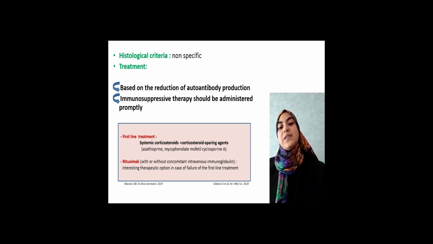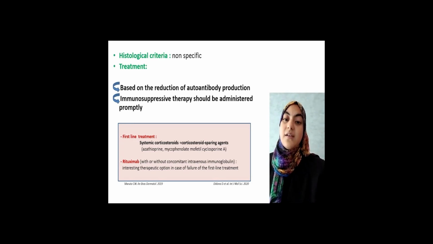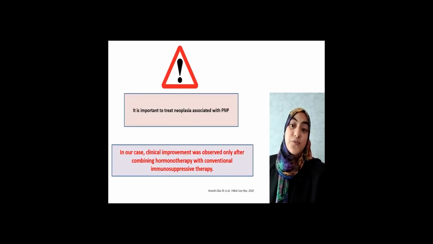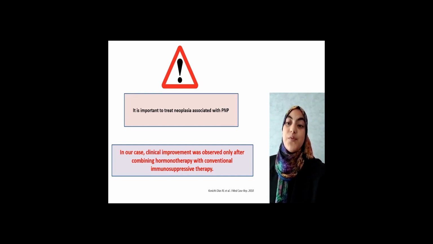So the rituximab with or without intravenous immunoglobulin can be an interesting therapeutic option in the case of the failure of the first-line treatment. So it is very important to treat neoplasia associated with paraneoplastic pemphigus. In our case, clinical improvement was observed only after combining hormonotherapy with conventional immunosuppressive therapy.